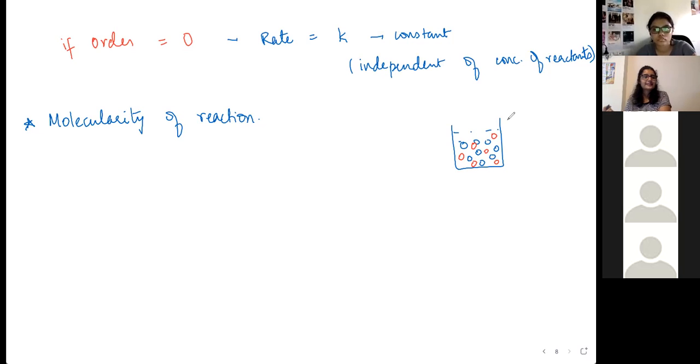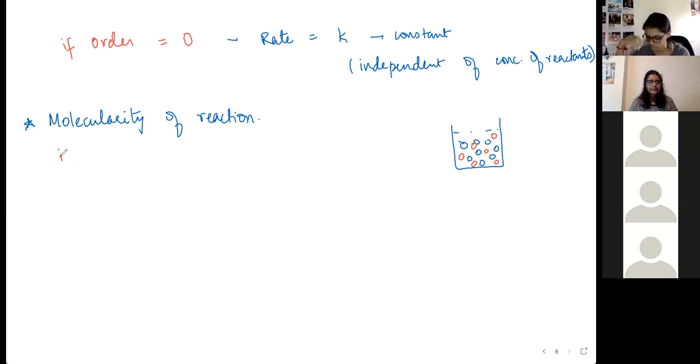Intermolecular forces, yes. So the word I'm looking for is the individual molecules should collide with each other. In order for them to form a bond in the first place, they need to be close to each other, right? Only then will a chemical bond form. So the collision will take place between molecules. Only then will the reaction happen.